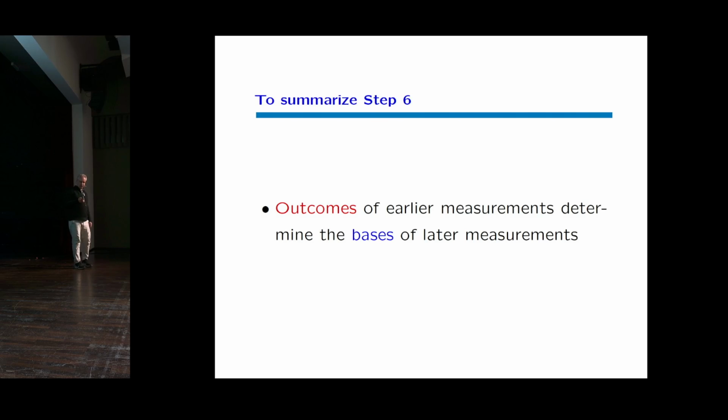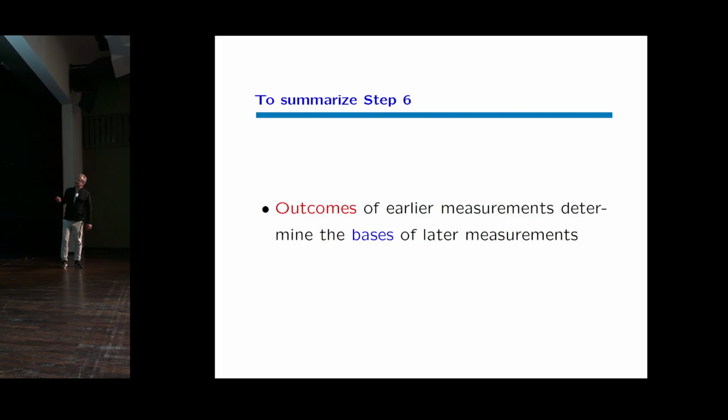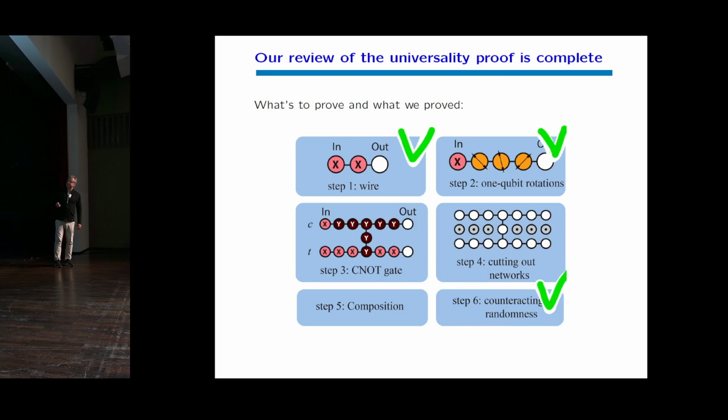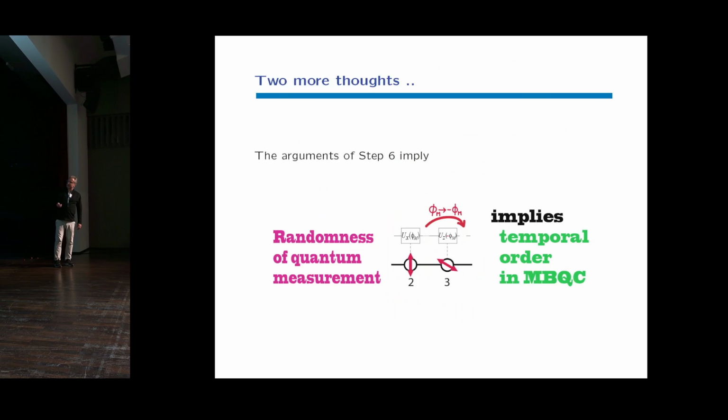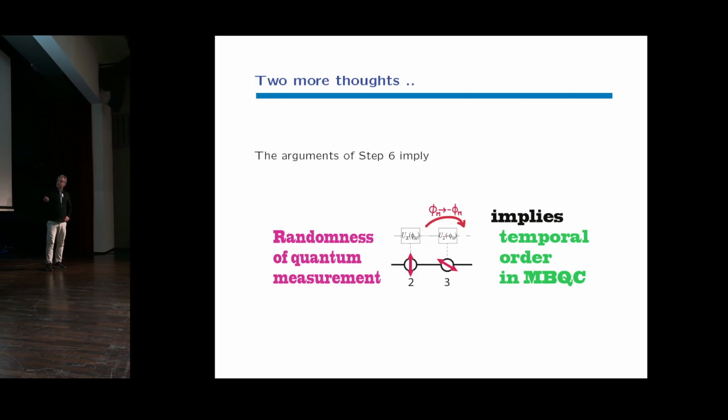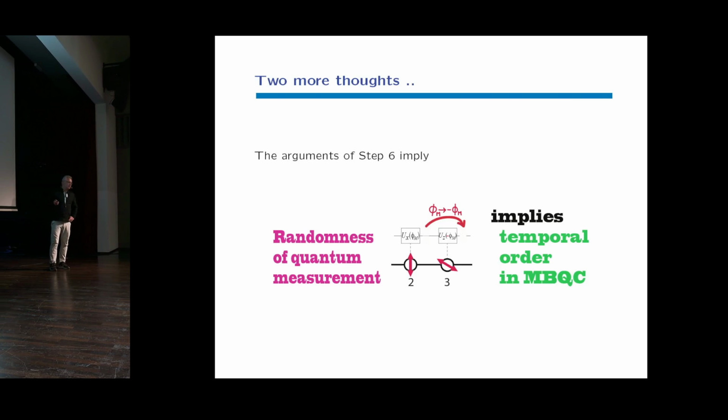Okay, I think I got a little bit ahead of my slides. So that is the universality proof. I left out a couple of things, but basically this is how the whole proof would be structured. This is maybe the main message of why I reviewed that part. So randomness of measurement is the cause for the temporal order in measurement-based quantum computation, or the need to adjust to that randomness.